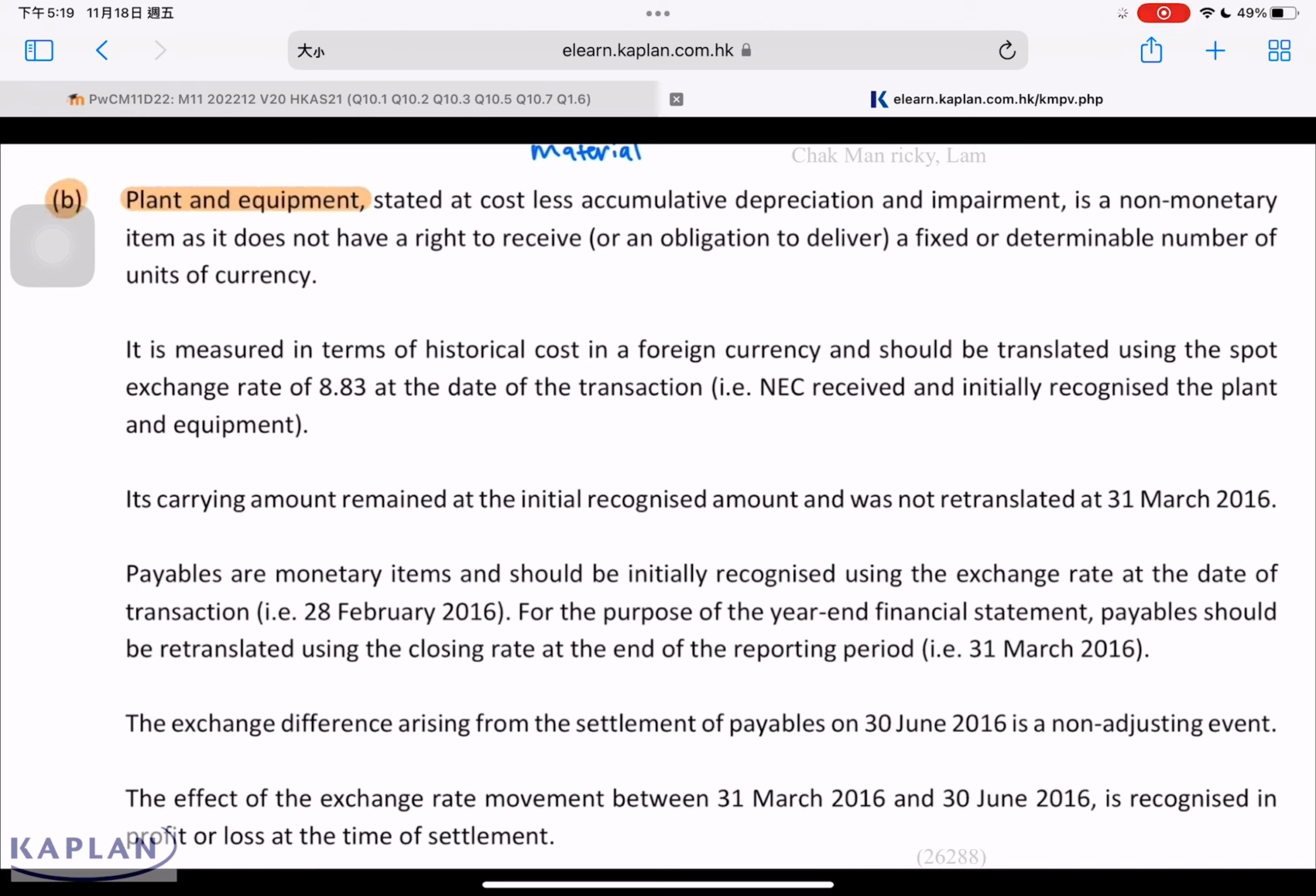The PPE, as a foreign currency transaction, must initially be recorded at the spot rate. Thereafter, the PPE as a non-monetary item at cost basis is not remeasured using the closing rate. So we take cost less depreciation and impairment losses, in accordance with HKAS 16. It is measured at historical cost, translated using the spot rate at the date of purchase, 8.83. This amount will be used for accounting for depreciation. The carrying amount remains at the initial amount less any depreciation. Do not retranslate because it's a non-monetary item.